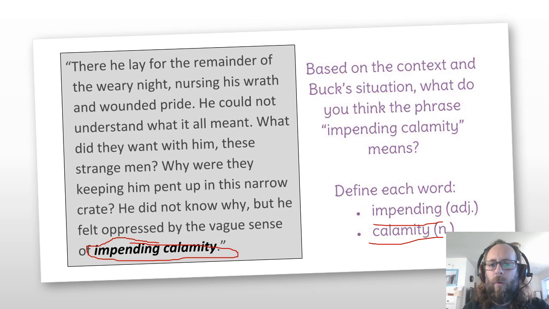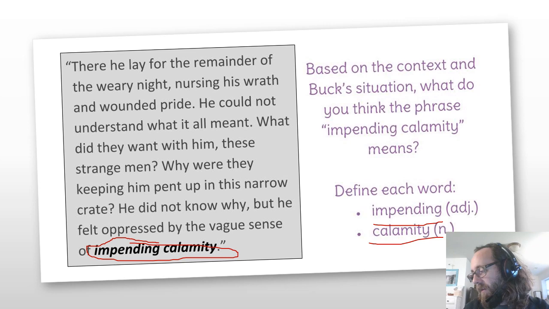Okay, so what I'd like you to do now is take a moment and look up these words, impending and calamity, and we're going to put them in our vocabulary chart. In just a second, you're going to go back to, I think, page 2 right now, and you should have room there for the words impending and calamity on your vocabulary chart. Look them up online. If you have a sense of what they mean, write that down.